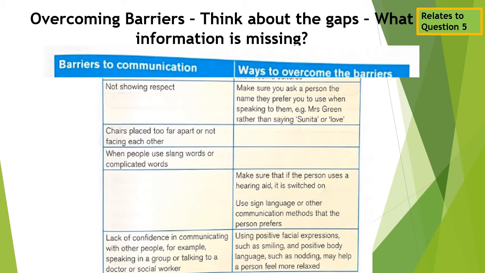And here's the next slide. So we'll do one of them together. So for example, the barrier to communication is the chairs are placed too far apart or not facing each other, and how we might overcome that barrier. Well, we can move the chairs, we can move them closer together, and we can also enable them to be facing each other.